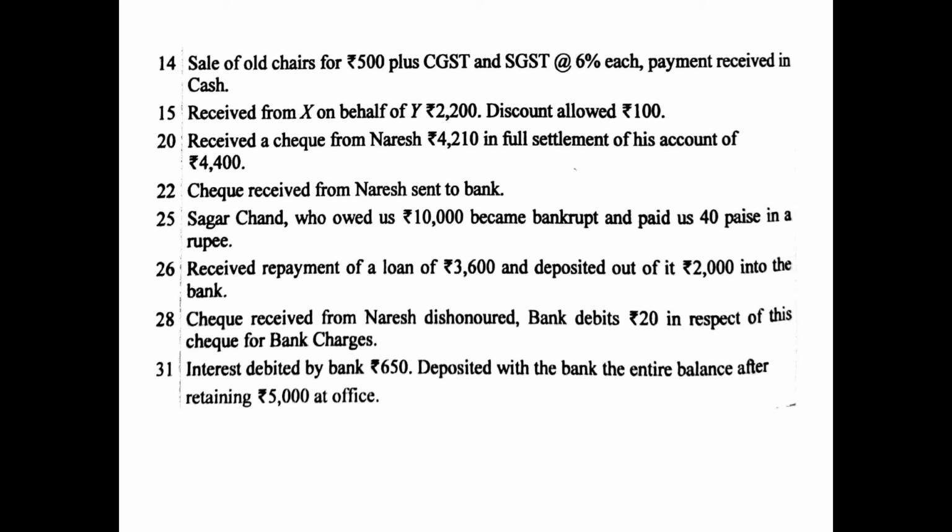So in the cash column you will write the amount of 1,600 and in the bank column you will write the amount of 2,000. Then May 28th, check received from Naresh dishonored. Bank debits 20 rupees in respect of this check for bank charges.